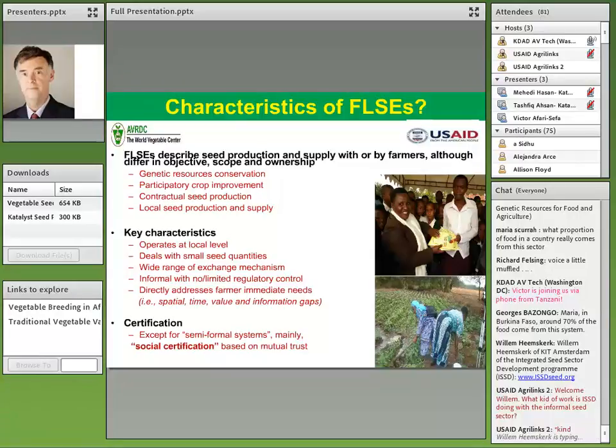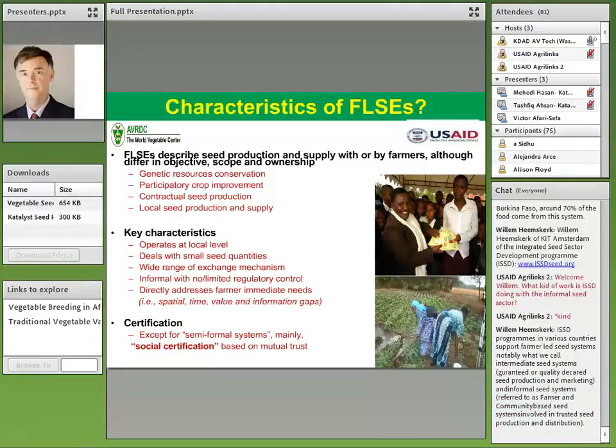So the key characteristics, of course, you realize that at the local level, most of them involve a wide range of exchange. I think that Karl also mentioned that people try to exchange seeds of various forms. And then the critical thing here is that it directly addresses the immediate needs of the farmer in terms of the timing of planting for the season. Most of the private seed companies are unable to reach certain communities from their main operating cities where they produce the seeds.